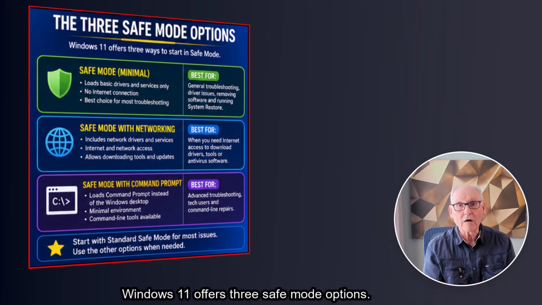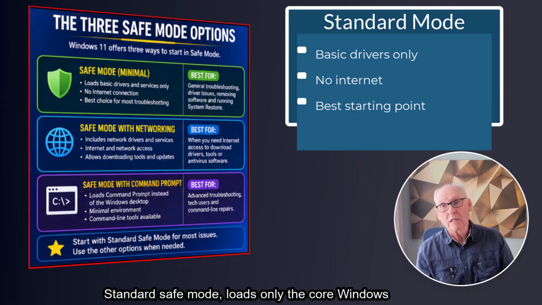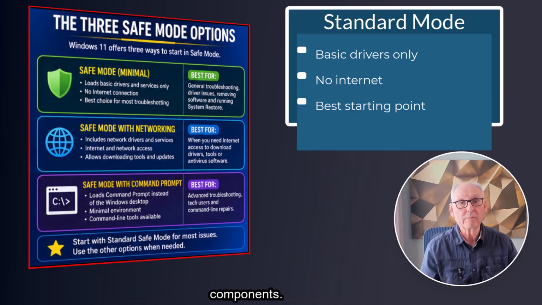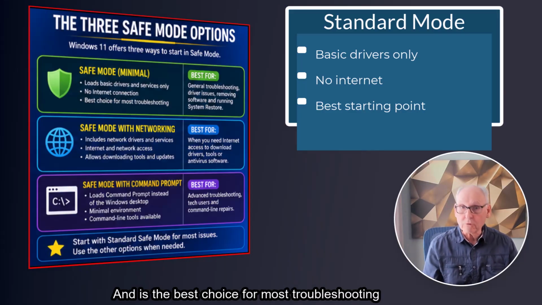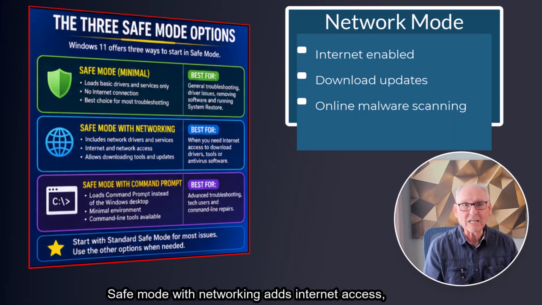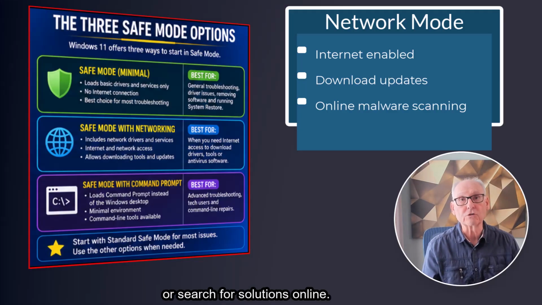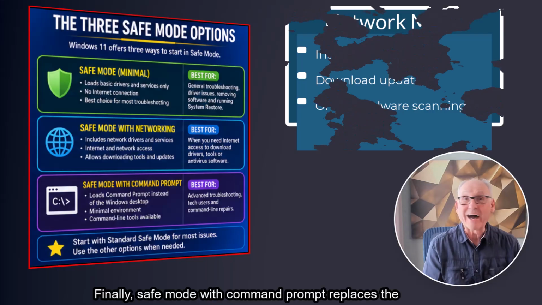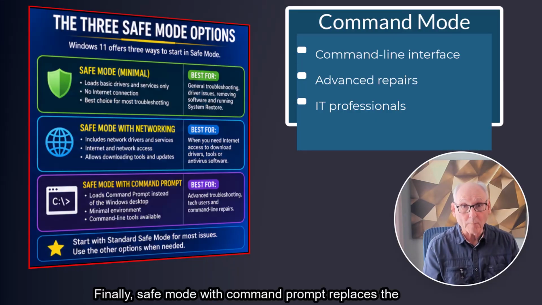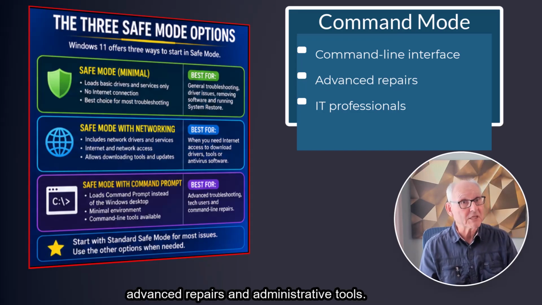Windows 11 offers 3 Safe Mode options. Standard Safe Mode loads only the core Windows components and is the best choice for most troubleshooting situations. Safe Mode with networking adds internet access, allowing you to download drivers, antivirus software, or search for solutions online. Finally, Safe Mode with command prompt replaces the desktop with a command line interface designed for advanced repairs and administrative tools.